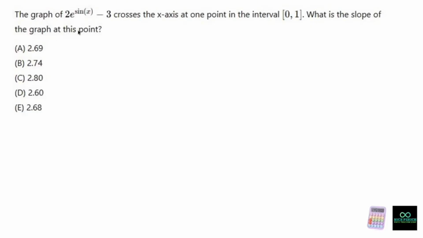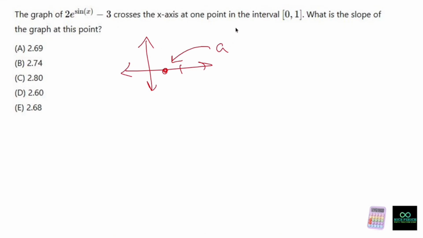The graph of 2e to the sine x minus 3 crosses the x-axis at one point in the interval 0, 1. What is the slope of the graph at this point? All right, so this is a calculator problem. What I need to do is I need to do two things. I need to find out where this guy crosses the x-axis. So let's pretend that that's A. So in my calculator, I'm going to type that in, and I'm going to graph it, and I'm going to find the 0, and in my mind, call it A.